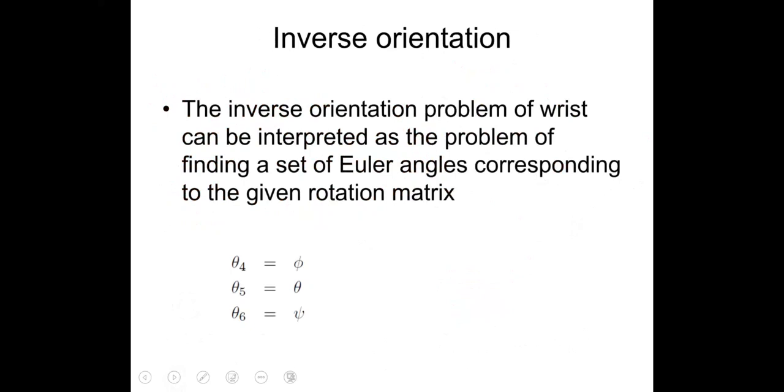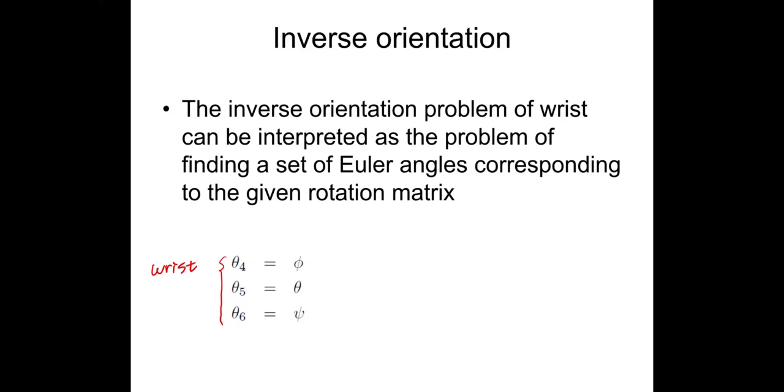So now, if we want to add a spherical wrist, we need to add 3 joints. Once we add the spherical wrist, we add 3 joints, which are theta 4, theta 5, and theta 6 as the wrist, so that we can achieve these 3 rotation axes.